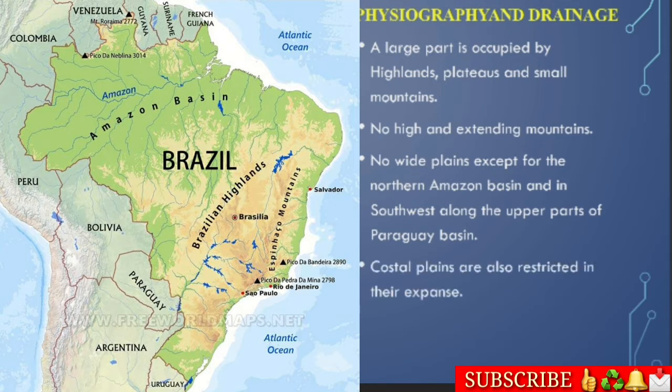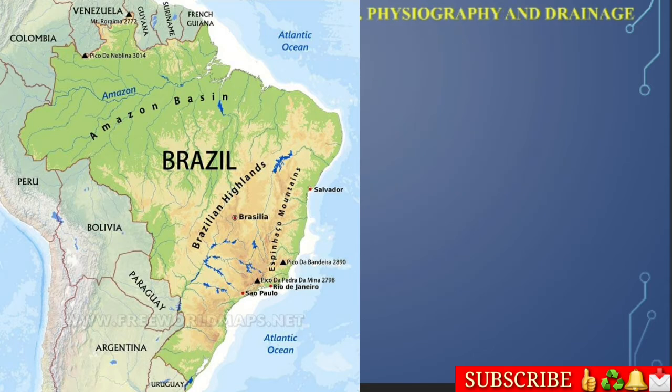Coastal plains are also restricted in their expanse. Students, in India, we have seen that the western coastal area as well as the eastern coastal area or plains, we can say, eastern coastal area or plains of India were larger than the western coastal plains. Okay, but here in Brazil we see the coastal plains are restricted in their expanse. Okay, students, have you understood this much?